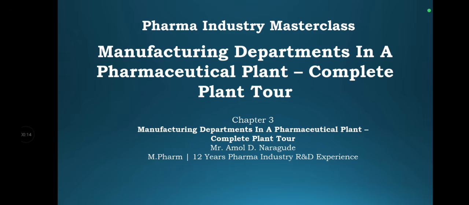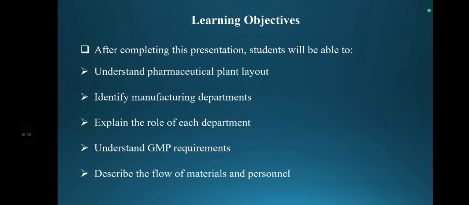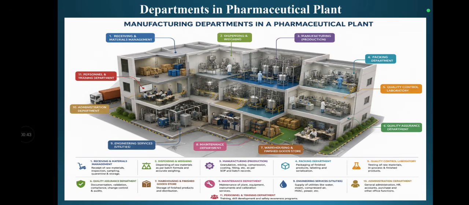So today we'll see chapter three, that is the manufacturing departments in a pharmaceutical plant, a complete pharma tour. In this chapter we'll learn about the pharmaceutical plant layouts, then identify the manufacturing departments, the role of each department, then GMP requirements, opportunities, and flow of material. So we'll understand these points from this video.